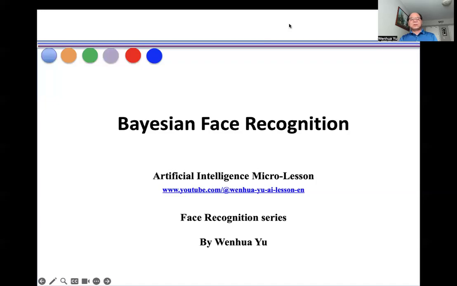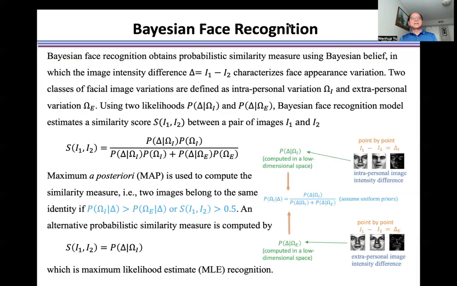In this video, I introduce Bayesian face recognition. Bayesian face recognition obtains a probabilistic similarity measure using Bayesian belief, in which the image intensity difference I1 minus I2 characterizes a face appearance variation.